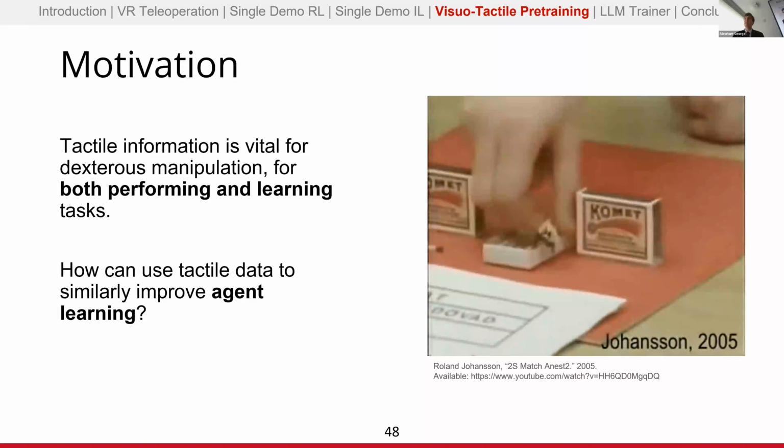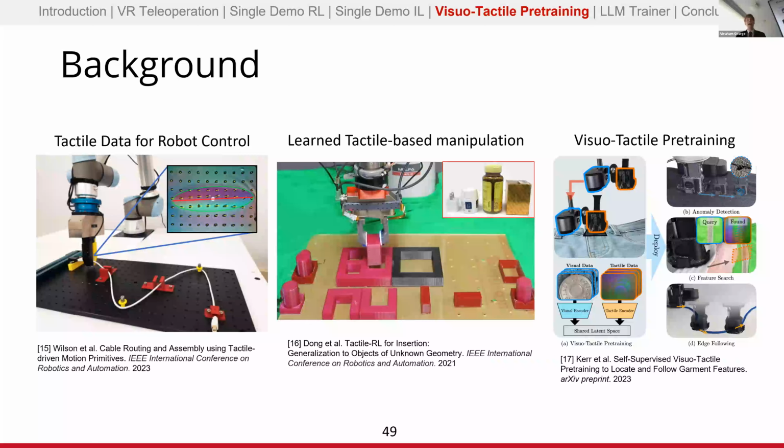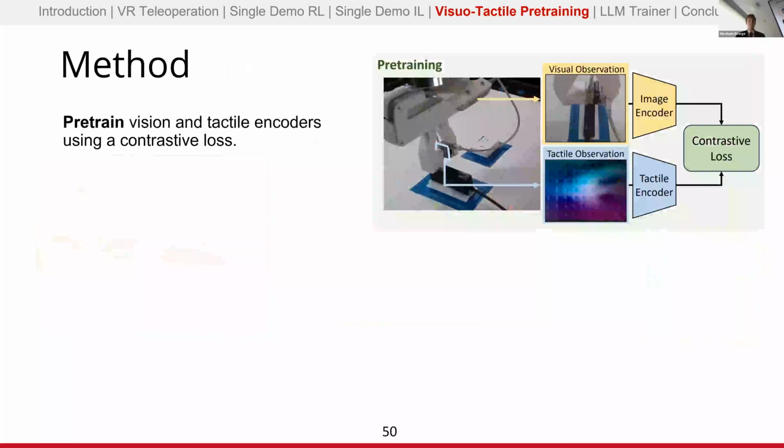Some brief background on tactile observations in robotics. Tactile data has been used widely for hard-coded methods, so directly controlling the policy based on observations made from the tactile sensor. Additionally, it's been used for learning-based methods. For example, here we can see a large-scale insertion policy learned with reinforcement learning. And then finally, visual tactile pre-training specifically has been used for object detection in various scenes. Our method focuses on trying to learn from this tactile data and specifically learning how to solve the task.